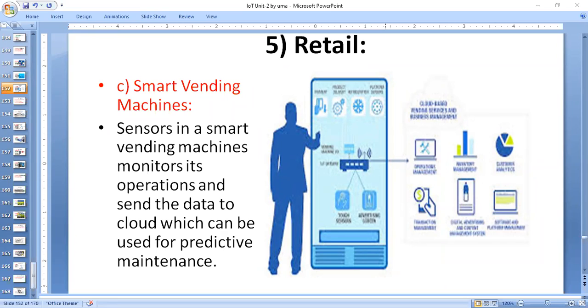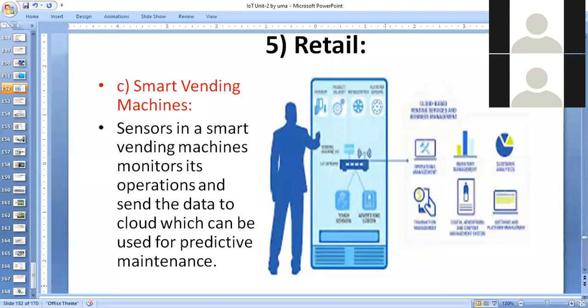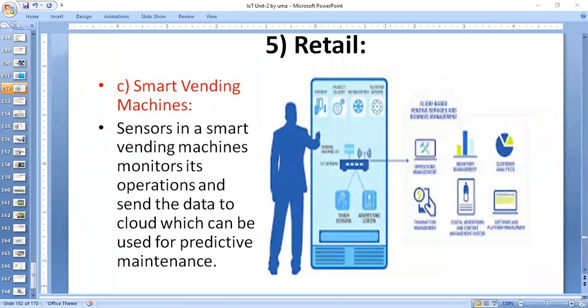The smart vending machine communicates with other vending machines in the city and shares inventory levels, so that the customer can be routed to the nearest machine with this product. That is an important thing in a smart vending machine.